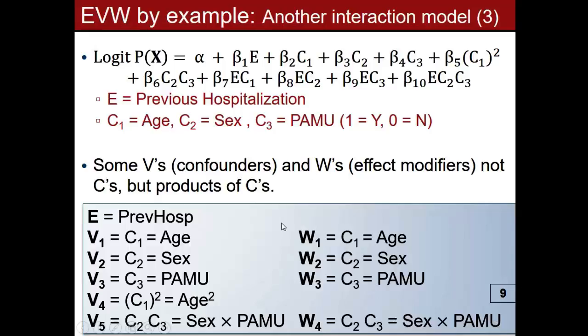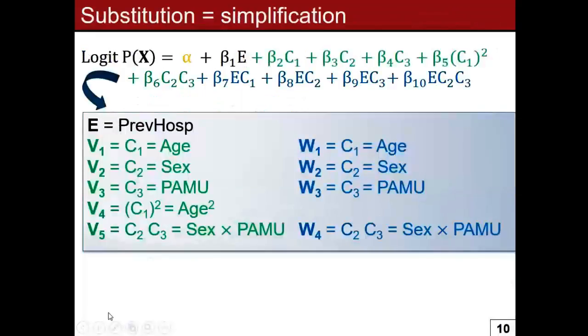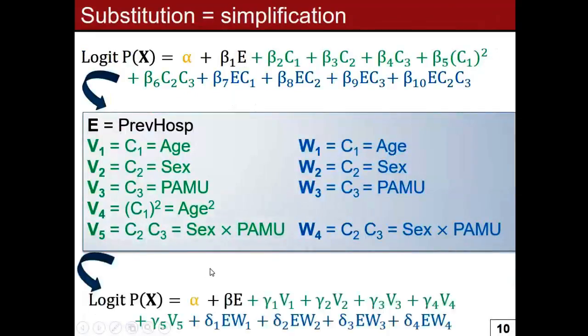Okay, so this is just a way to rewrite things in terms of what's an exposure, what's a confounder, what's an effect modifier. And it takes something really complex and makes it less complex. So here's what we're going to do. Here was the original model we just talked about: C1 squared, C2, C3, and so forth. We defined V1, 2, 3, 4, and then W1, 2, 3, 4, and then V5.